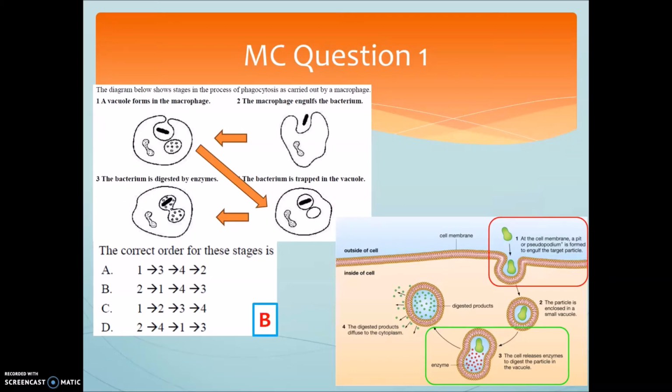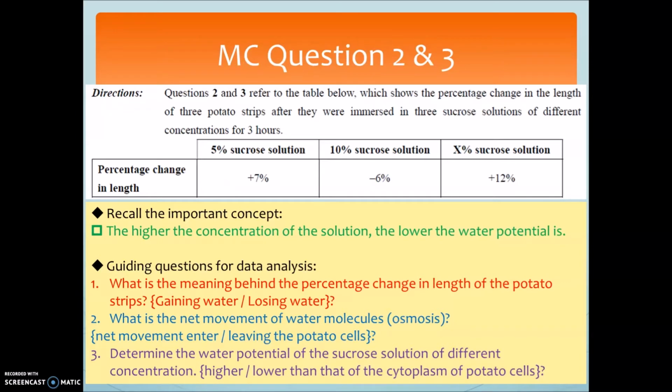Very quick question. For questions 2 and 3, we need to think, because it's an experiment on osmosis. Just like before, we put the potato cylinders or potato strips into different solutions of different concentrations: 5% sucrose solution, 10%, and X%, an unknown percent. The results are the percentage change in length: positive 7%, negative 6%, and positive 12%.